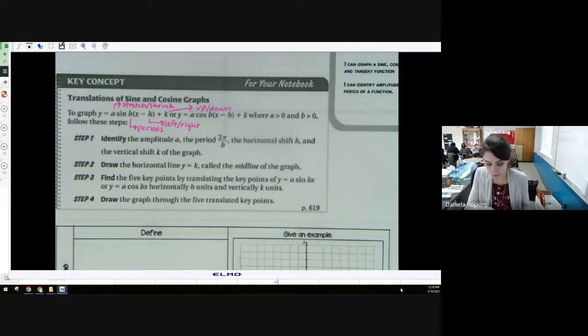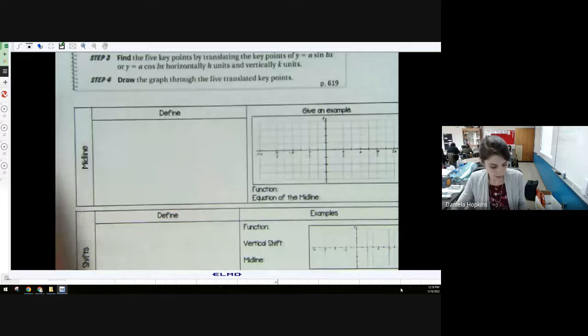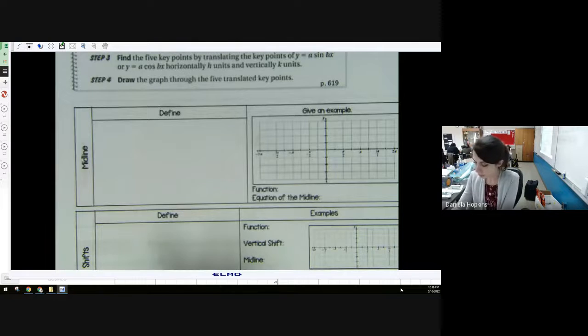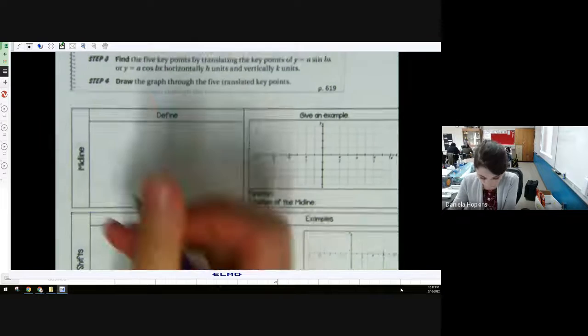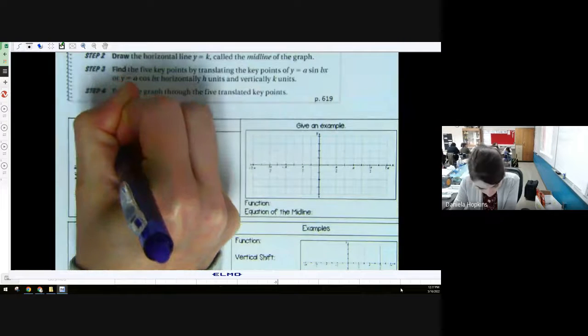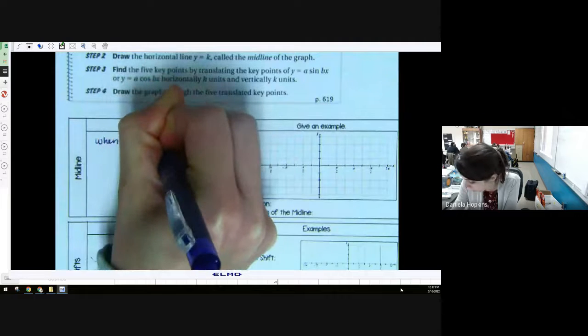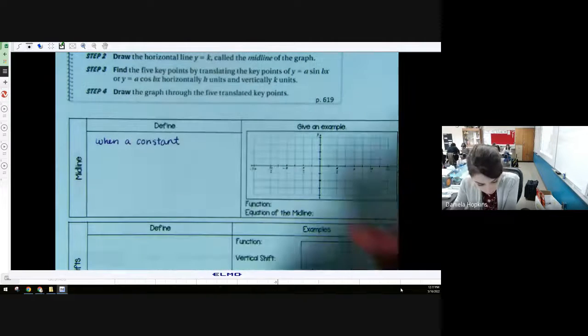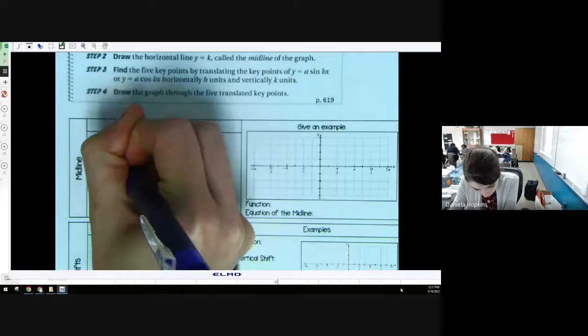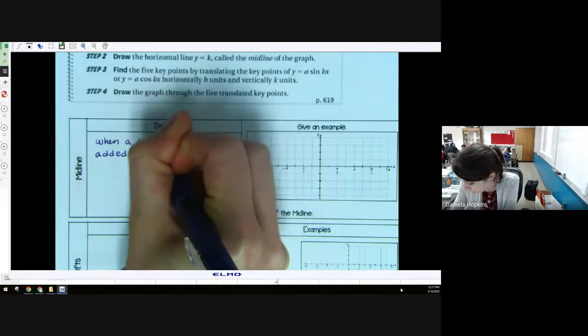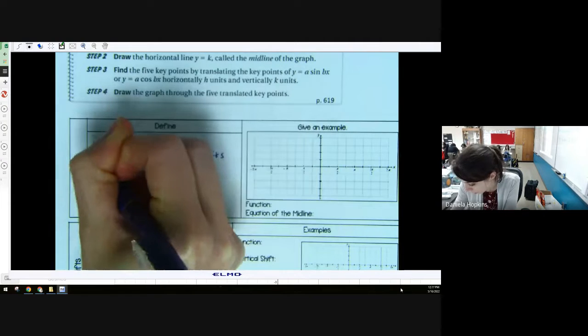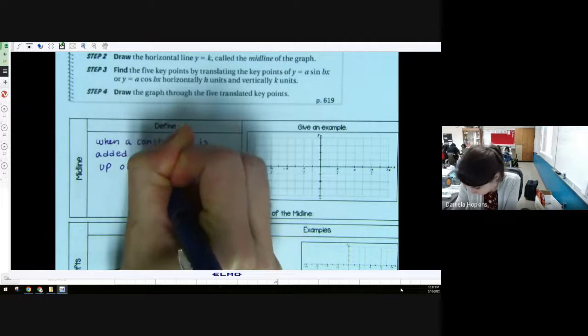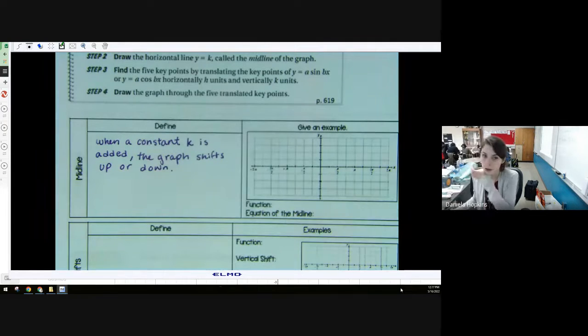So I'm going to start with the up and down shift because that tends to be the easier one. And it's easier because we have this idea of a midline. Honestly, these two boxes are sort of the same. But a midline is when a constant, and normally the constant we use for an up or down translation is a K. So when a constant K is added, the graph shifts up or down.